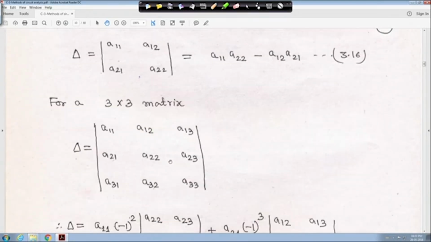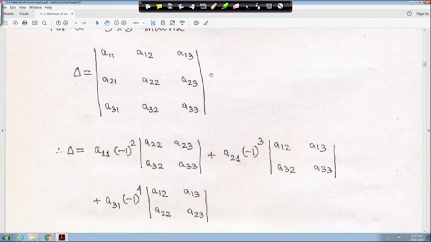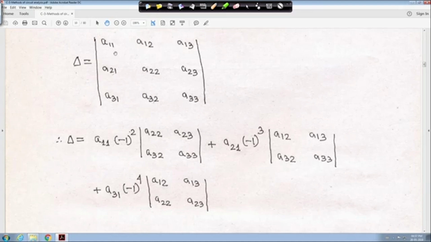For a 3 into 3 matrix, it is A11 A12 A13. In the classroom, I think maximum we will solve up to 3 into 3. We will not think about 4 into 4, because it can be solved easily, but it will be more time consuming. We will solve only up to a 3 into 3 matrix, and that way we will formulate the problem in the assignment, right. So delta is equal to A11 A12 A13, then A21 A22 A23, then A31 A32 A33. Now if you expand this in the direction of the column A11 A21 A31.